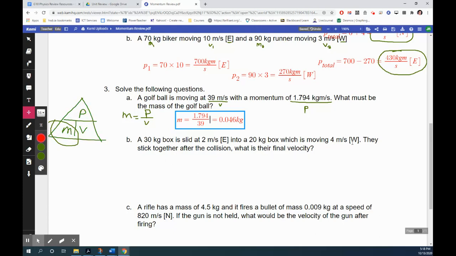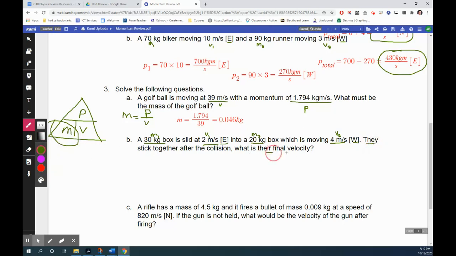Try the next question. It's got two momentums, two objects. All right, for this one, we've got a 30 kilogram box and a 20 kilogram box. So there's two of them. So we're going to call this mass 1, and I'm going to call this mass 2. The first box has a velocity of 2 meters per second, so that's velocity 1. And the second box has a velocity, so V2, of 4 meters per second. Notice that this one's to the east and this is to the west, so they're going to cancel out.